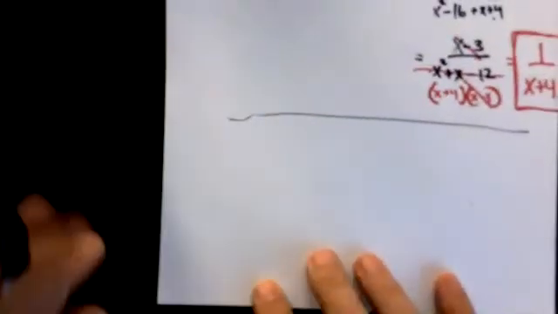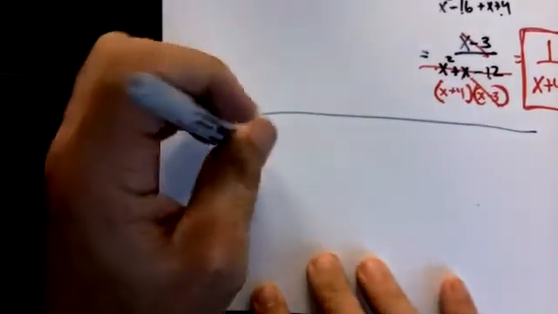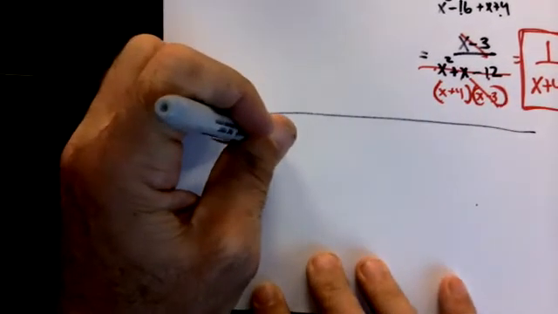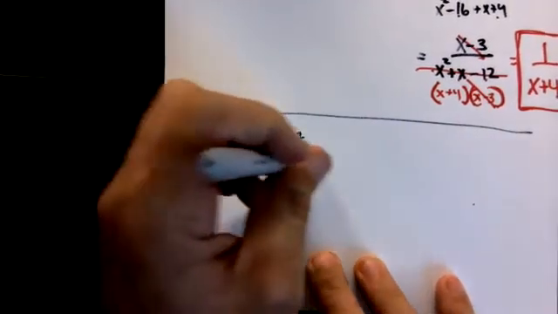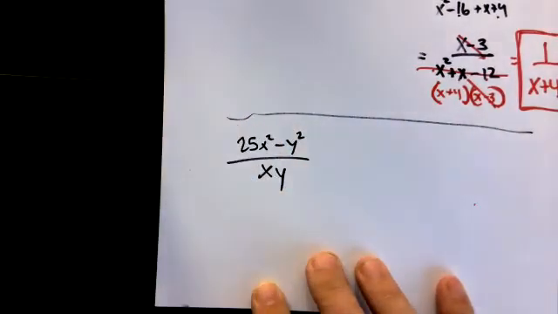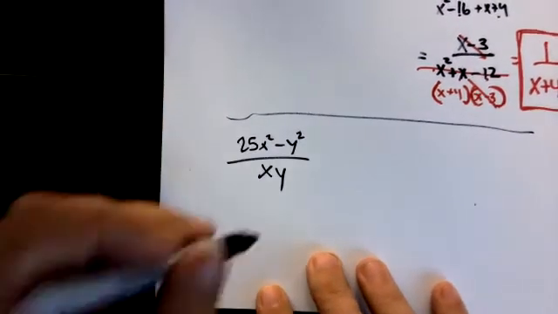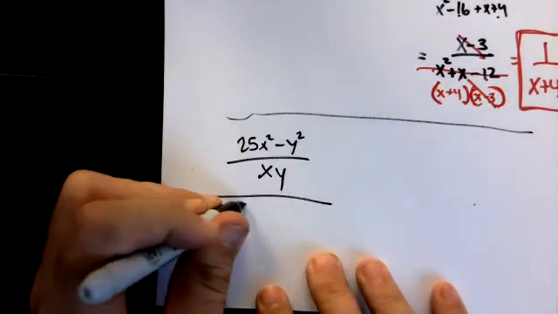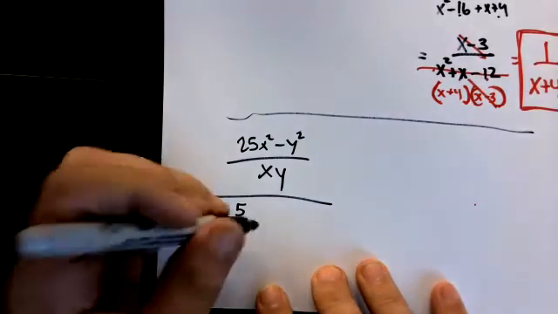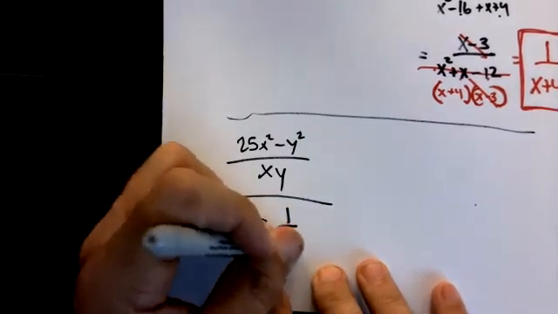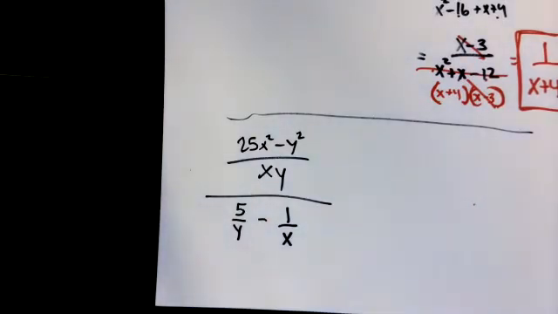All right, last one. So we got 25 x squared minus y squared over xy, over 5 over y minus 1 over x.